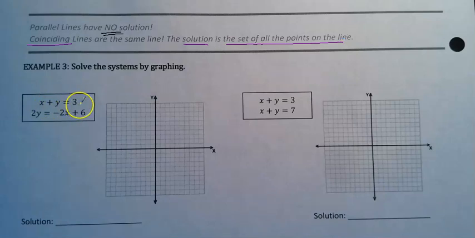Okay, so we're not in slope-intercept form. So we're going to take that x plus y equals 3, subtract x, and get y equals negative x plus 3 to graph. And we're going to take this 2y equals negative 2x plus 6, divide by 2, and get y equals negative x plus 3 to graph. Wait a minute.